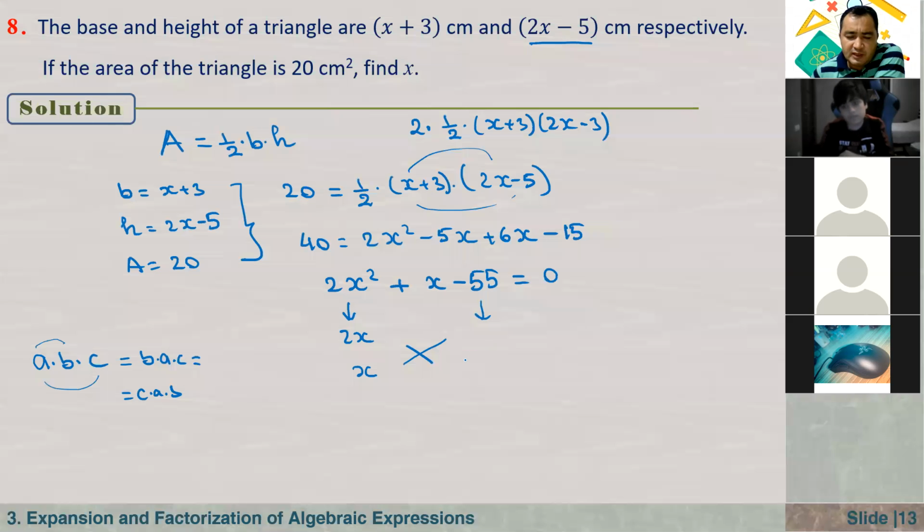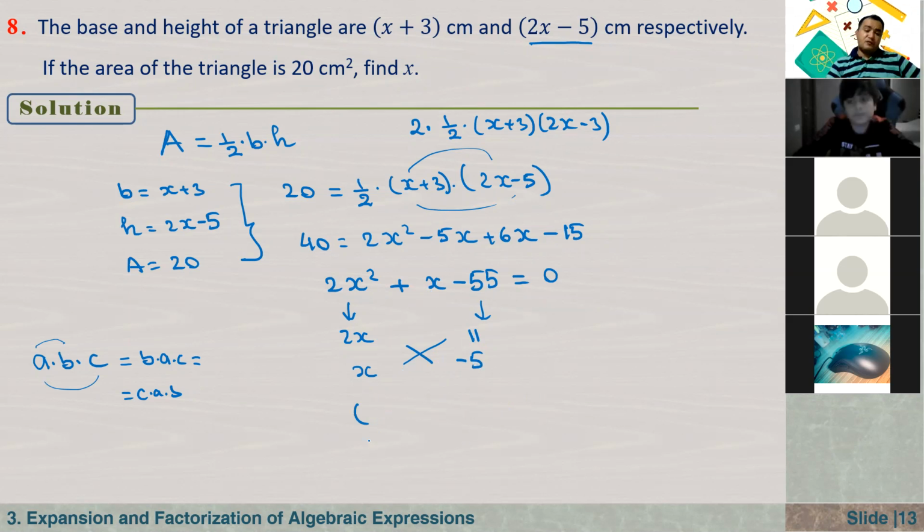So here we can write it as 5 and 11. Okay, that works. Here we have 5 times 11, so that's plus x. So I should put plus here, and this is minus. As I see here, 2x times minus 5 is minus 10x, and x times 11 is 11x. The sum is x. So we can factorize it as 2x plus 11 times x minus 5 is equal to 0.